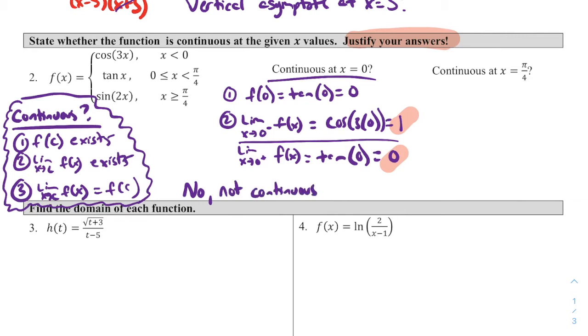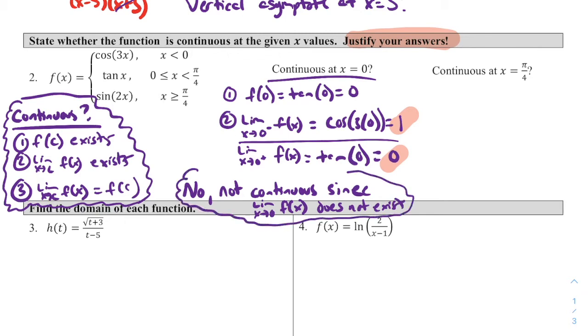And here's the reason. Since the limit as x approaches 0 of f of x does not exist, that is my justification for that problem, that first part of this. And so that is not continuous at x equals 0. Well, what about x equals pi over 4?